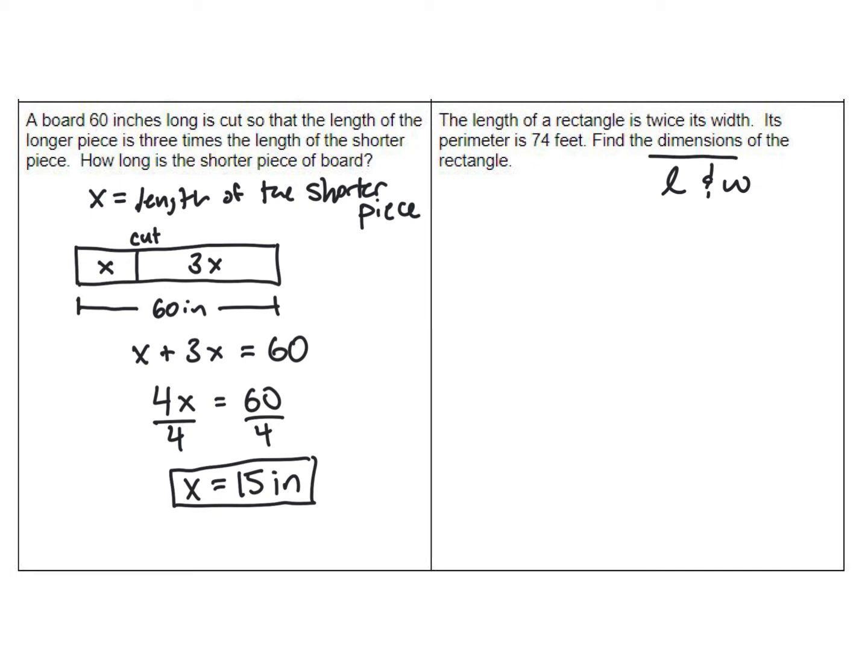So what am I solving for? Well, I'm finding both of them. Okay, so I just defined L and W as the length and width. Somebody just write that down. So I'll say here that L represents the length of the rectangle and W represents the width.